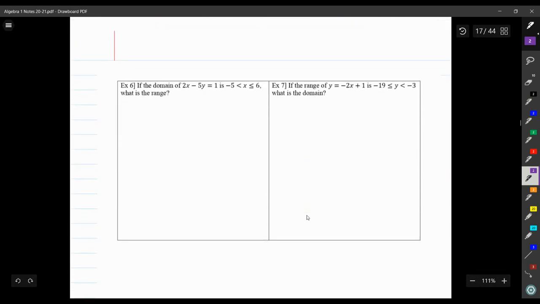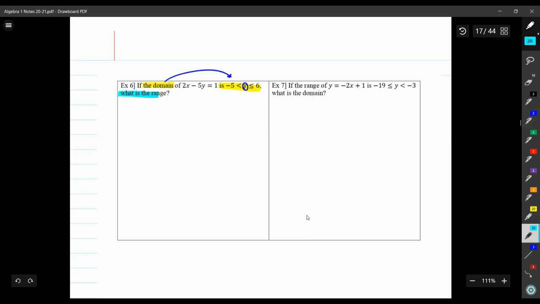What if it's not discrete? So what if it's not a list? So in example 6, it says if the domain of 2x minus 5y equals 1 is negative 5 less than x less than or equal to 6, what is the range? So now notice it kind of split it apart. The domain is all of this. So these are domains, and I can also tell that they're domains because of this x here in the middle.